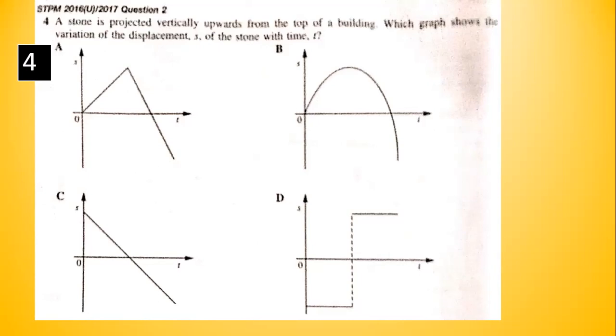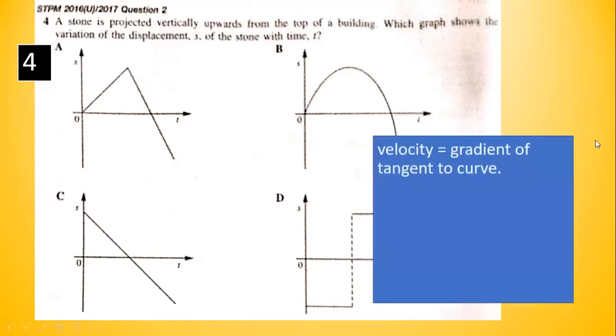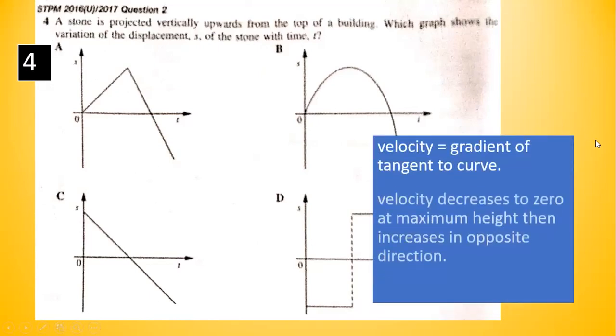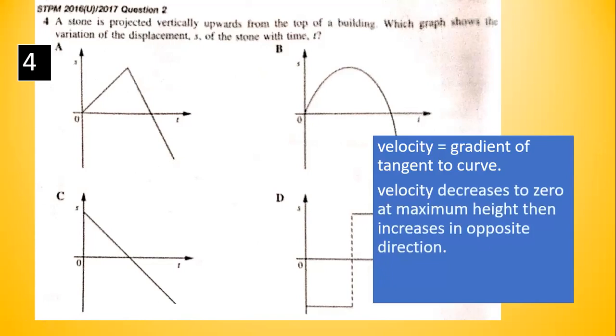If you remember, it's projected from the top of a building, so the displacement will start to increase. So it's either A or B you need. Then the velocity, how to get it from the graph? This one tells you it's uniform velocity, but velocity is decreasing, so the slope is decreasing. So the answer is B. Velocity is the gradient of the tangent to the curve. Velocity decreases to 0 at maximum height. Yeah, maximum height at this part there. Velocity is 0. After that, the velocity changes direction, becomes negative, and starts to increase again. And then after that, it goes below the building. Answer is B.